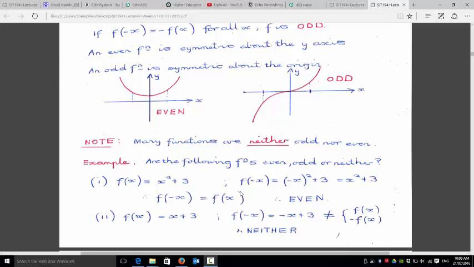The next one, f(x) is equal to x plus 3. Because f(-x) is equal to -x plus 3, f(-x) is not equal to f(x), and it's not equal to -f(x) as well. So the result is that function f(x) is neither.